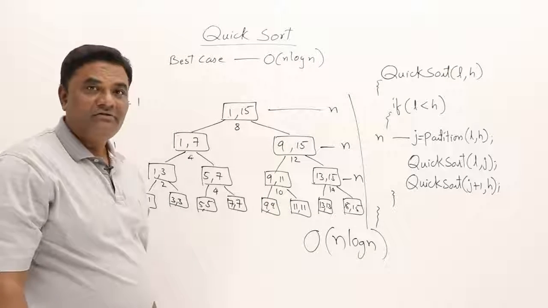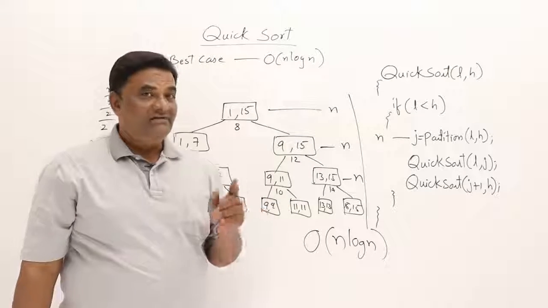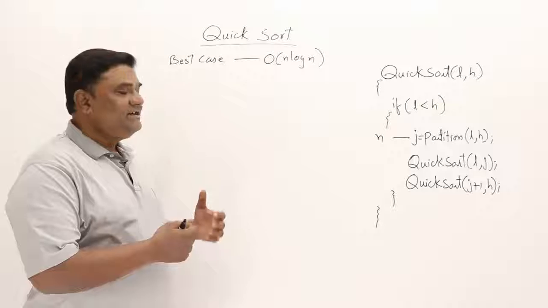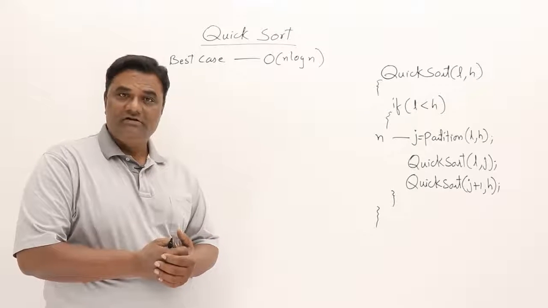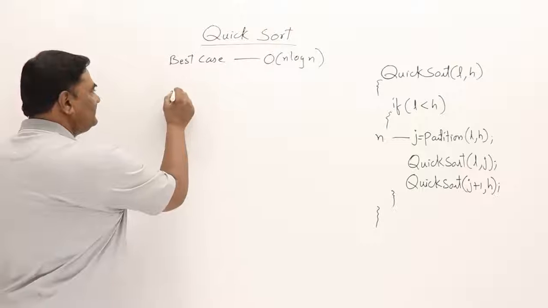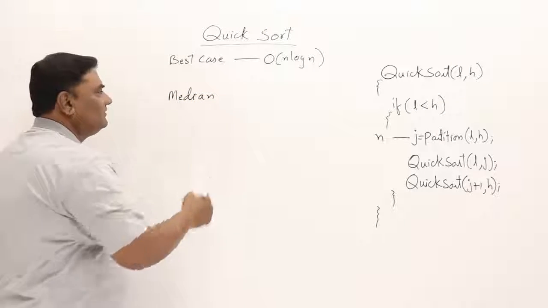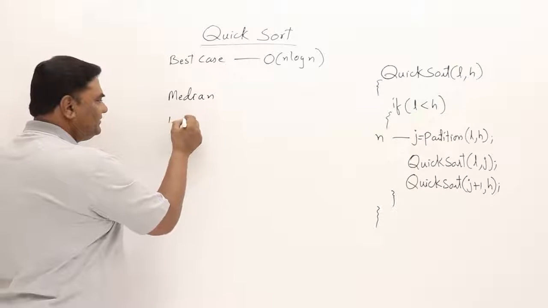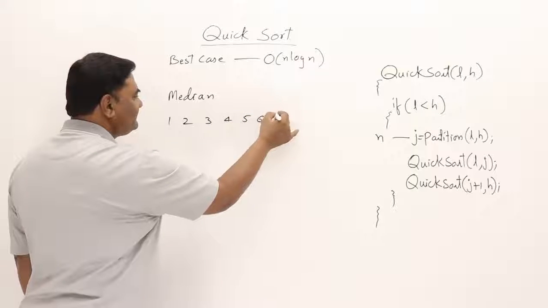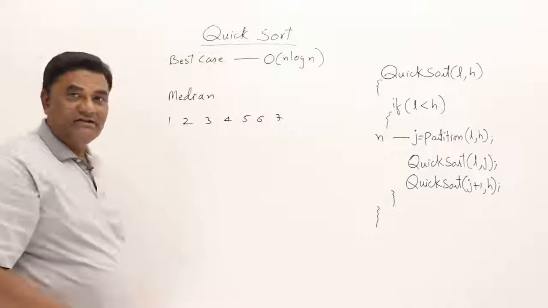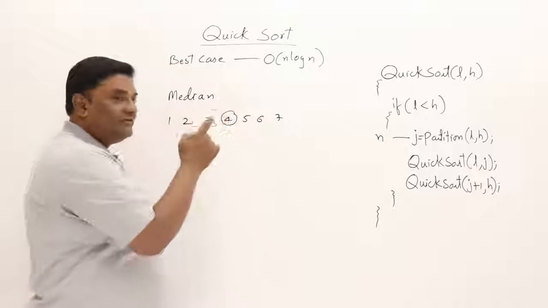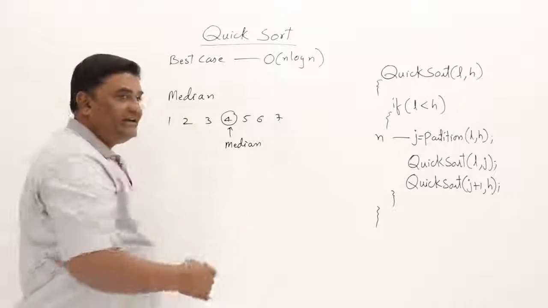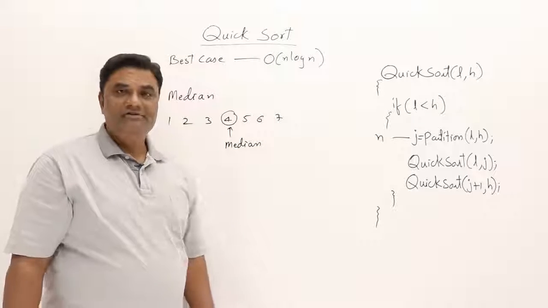So the best case time of quicksort is n log n, and we are going to achieve this only if the partitioning is done in the middle. Let us see whether this best case is possible or not. For that, let us know about the median. What is the median? If I have the numbers 1, 2, 3, 4, 5, 6, 7, the numbers are sorted, and this is the middle element of the sorted list, and this is called the median. So the median is the middle element of a sorted list.